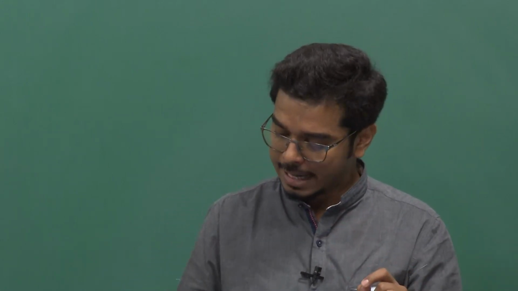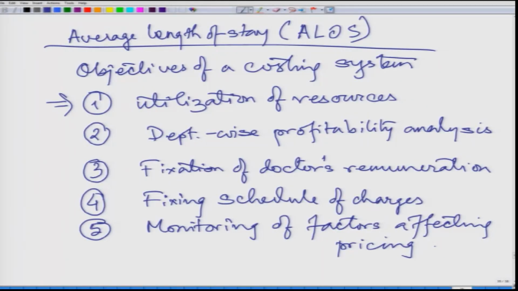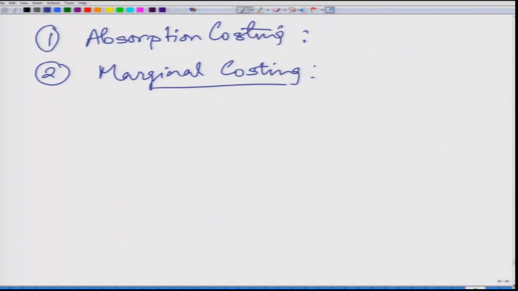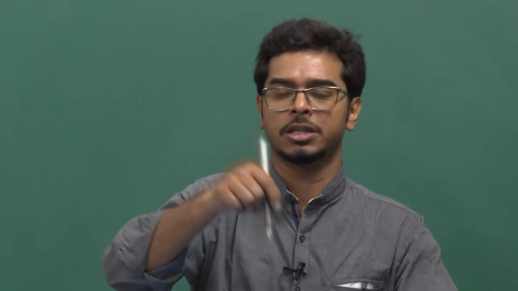Now, when we talk about hospital cost, we need to keep in mind, apart from these 5 points, utilization of resources, department-wise profitability analysis, fixation of doctors, and so on, that we also need to define the final product. What is my final product? Because we are accountable to the patients, we have to say, because of this particular treatment or outcome, this particular process, we are charging you this. Why are we following a particular process for a particular treatment? We are accountable and answerable to them.